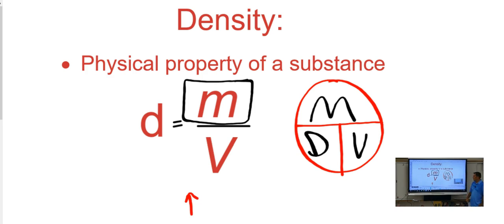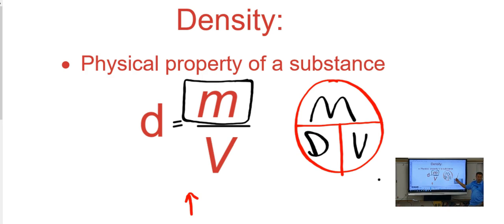This circle will help. What you do is you cover up the thing that you're being asked to solve for. So we all know density is equal to mass divided by volume, right? So you cover up D, and it will tell you that it's m over V. If you're asked to solve for mass, you cover up the m, and you now know it's D times V. If you're asked to solve for V, which is what most people screw up, it is mass divided by density.